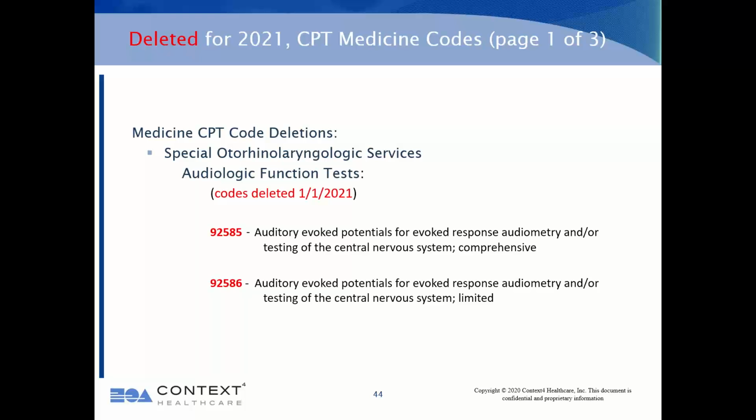These two code deletions go hand in hand with 4 of the new CPT codes added to this medicine section for 2021, which we previously discussed on slide 34. These new codes that relate here are 92650 through 92653.